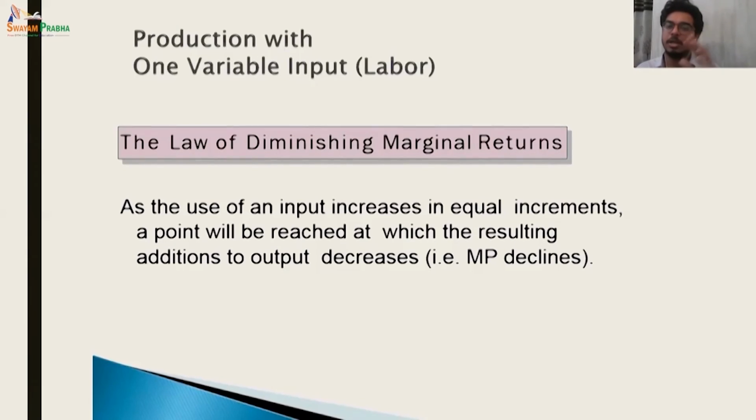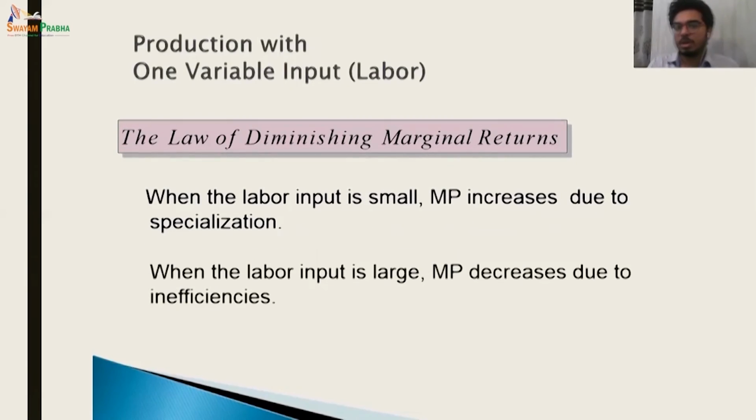So whenever you are increasing your input in equal amount, let's say one unit, one lever, one lever, one lever. So 0, 1, 2, 3, it increased, and after 4, it is decreasing. So it reaches a point after which the addition to output decreases. And that is the marginal product that declines.